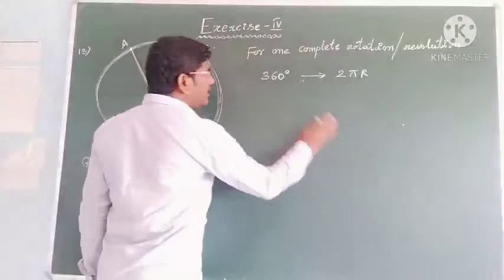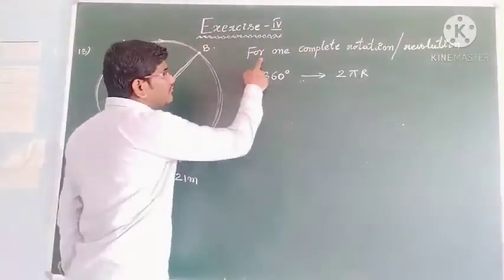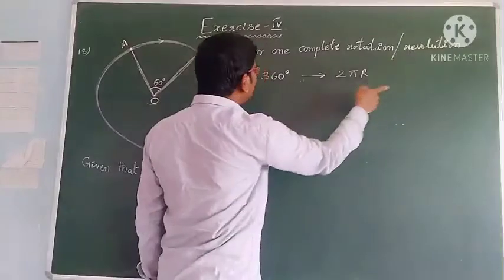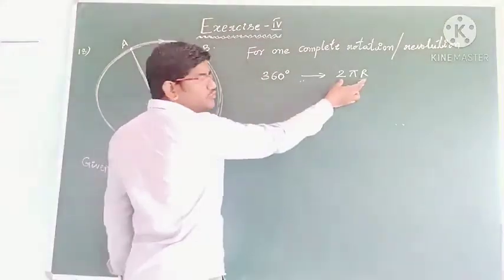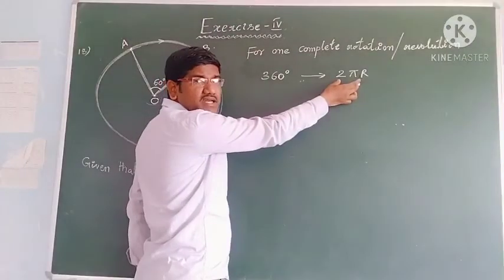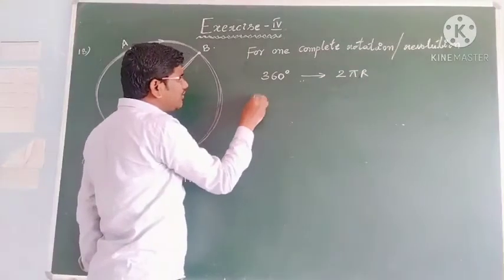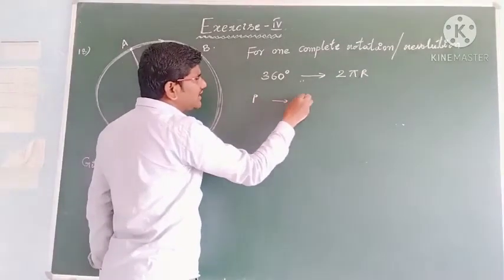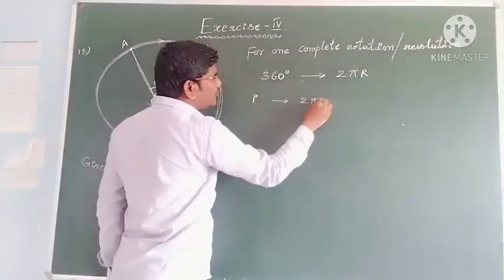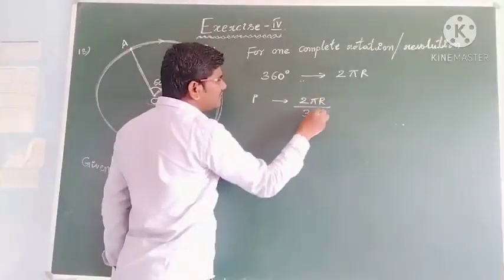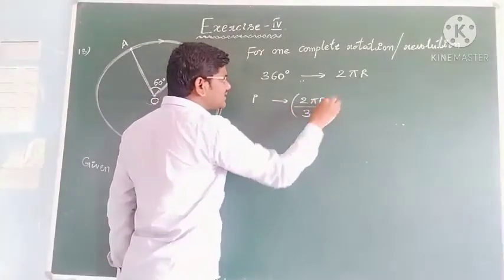Okay, then for 1 degree, what is the distance? See, for one complete rotation or revolution, the distance is 2 pi r. So 2 pi r is the distance for 360 degrees. Then for 1 degree, how much are we checking? So 1 degree will become 2 pi r by 360 degrees. This is for 1 degree.